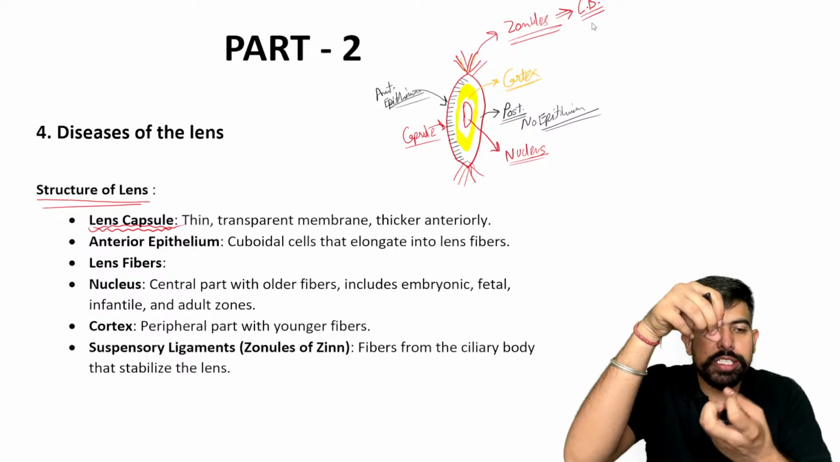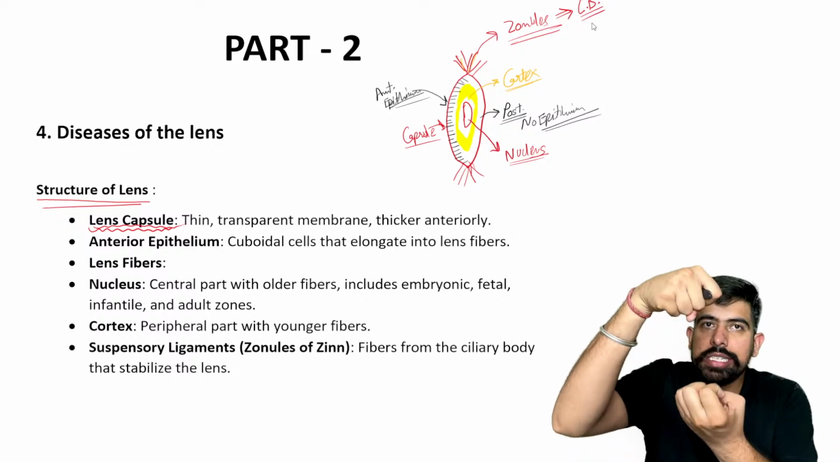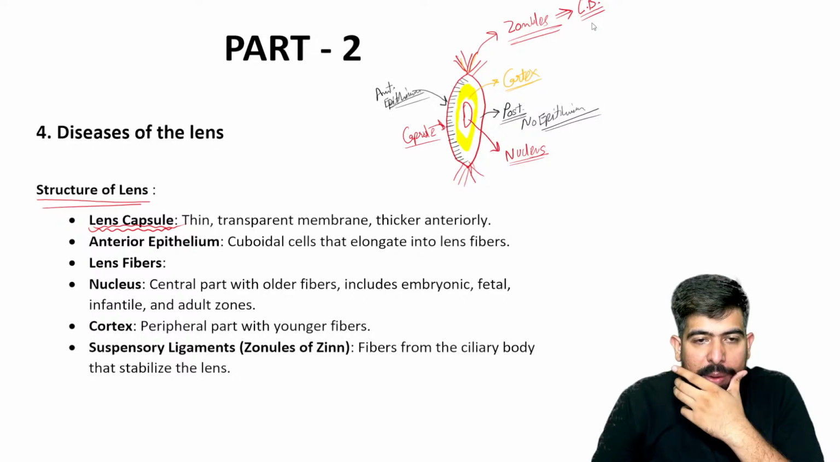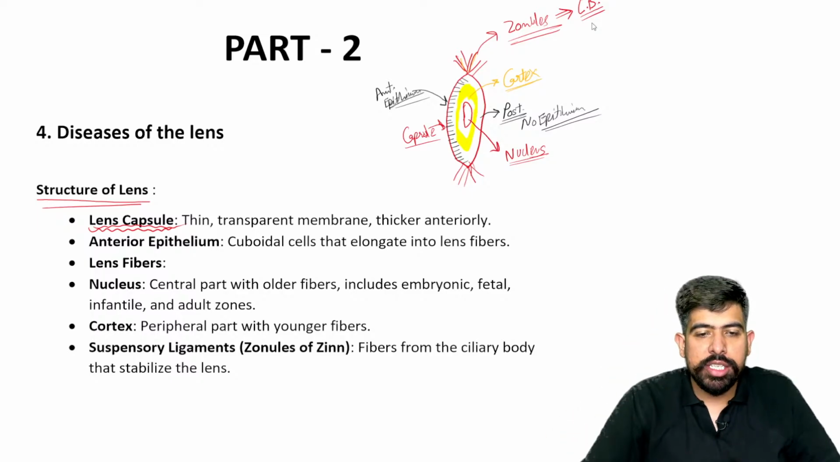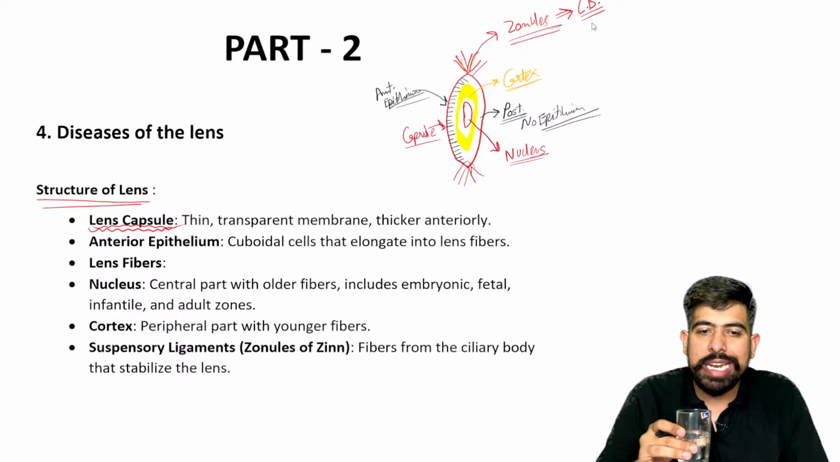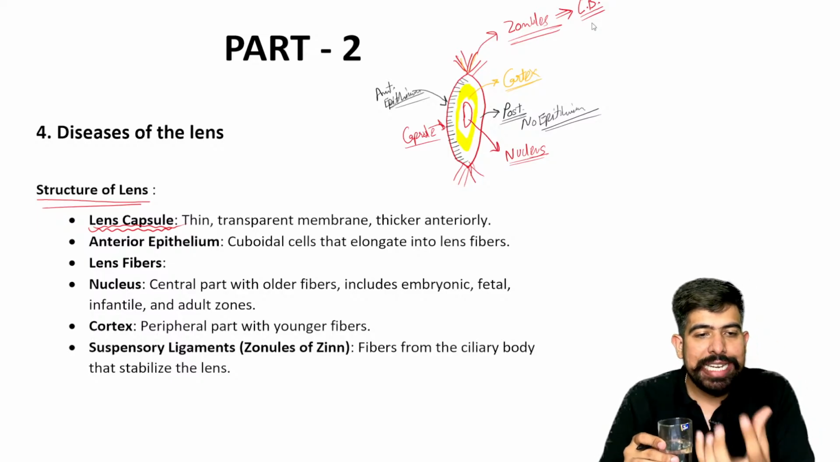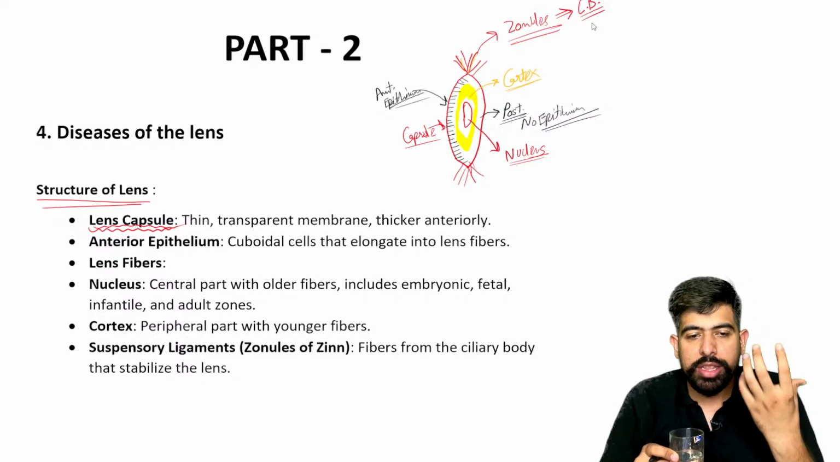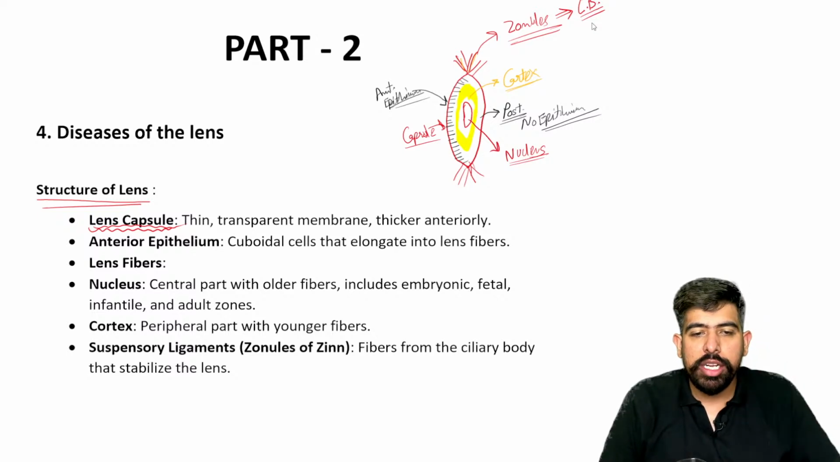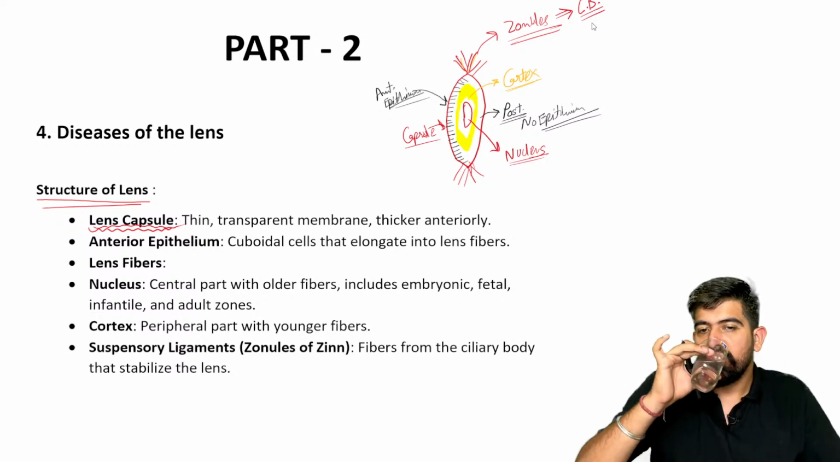Now the ciliary body is going to hold this lens in position. It is held by the ciliary body, and the ciliary body is connected with the lens on the capsule. On the capsule we have the zonules of Zinn, right?